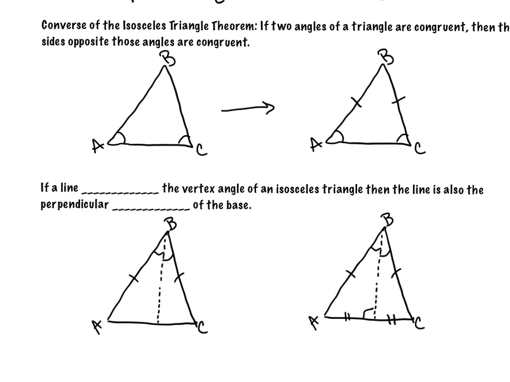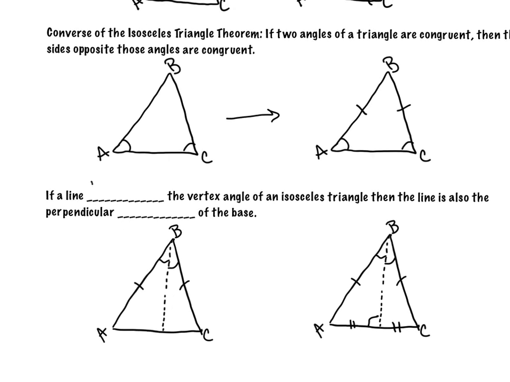So if you have a line that bisects, anybody remind me what bisect means? Cuts in half. So any line that bisects the vertex angle of an isosceles triangle is also going to be the perpendicular bisector of the base. So if I look here, I have this dotted line that's bisecting the vertex angle B. So I have two congruent angles, which means it's perpendicular, meets at a right angle down here. And then it cuts this bottom side in half, so A to this point is congruent to C to that point.